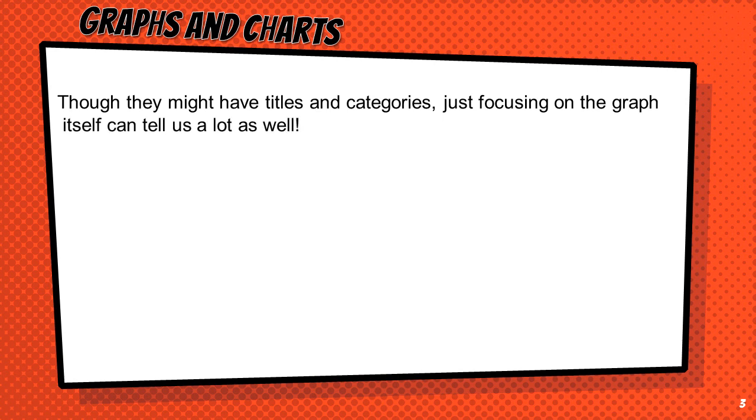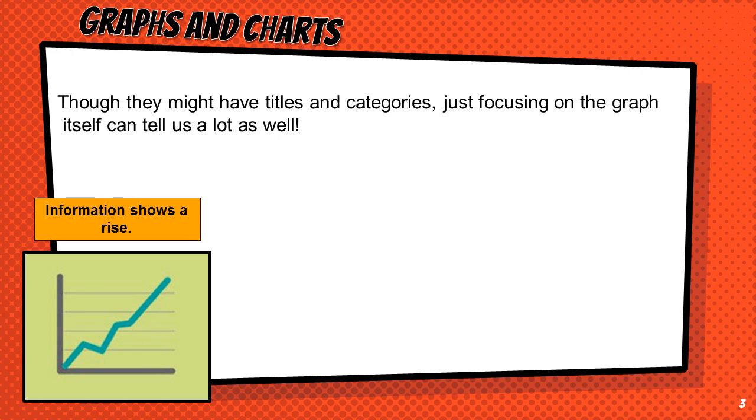Usually, when looking at graphs and charts, they are accompanied with a heading, subheadings, categories, names for axes and variables. When we look at the graph only and not at the titles and headings like I've mentioned before, we can still gather a lot of information. Let me show you. With this graph here, even though there is no heading and the axes are not named, we can still see that the information here is on a rise.